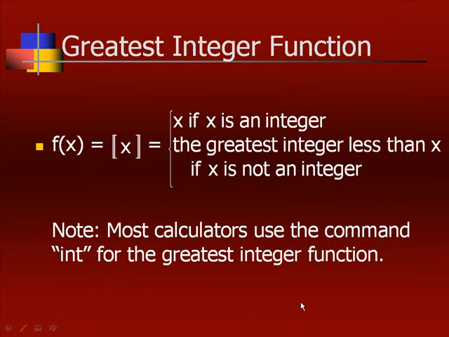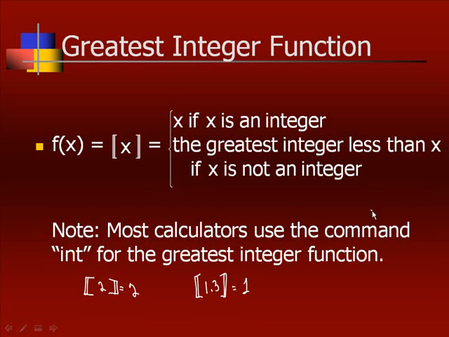Okay, another type of function that we're going to talk about is the greatest integer function, which is usually written with these little braces. And what it says is f of x is equal to the greatest integer function of x, which is equal to x if x is an integer, and it's equal to the greatest integer less than x if x is not an integer. Okay, what that means is if we were doing the greatest integer function of 2, it would be 2. If we were doing something like the greatest integer function of 1.3, then we get 1 because 1 is the largest integer that is less than or equal to 1.3.